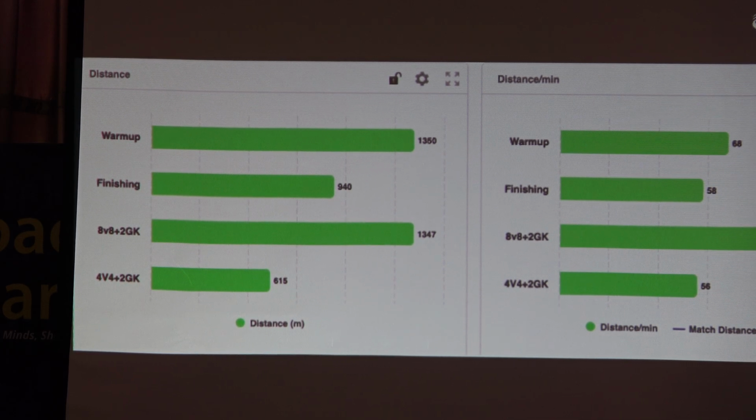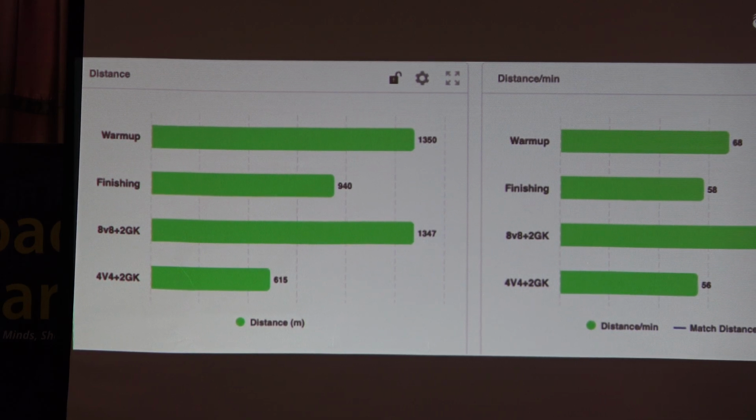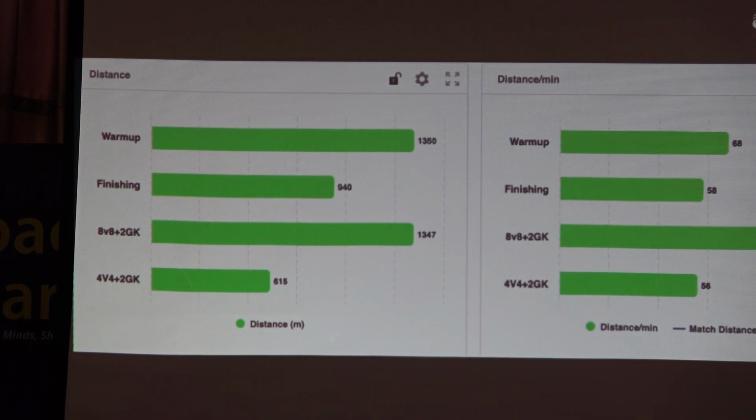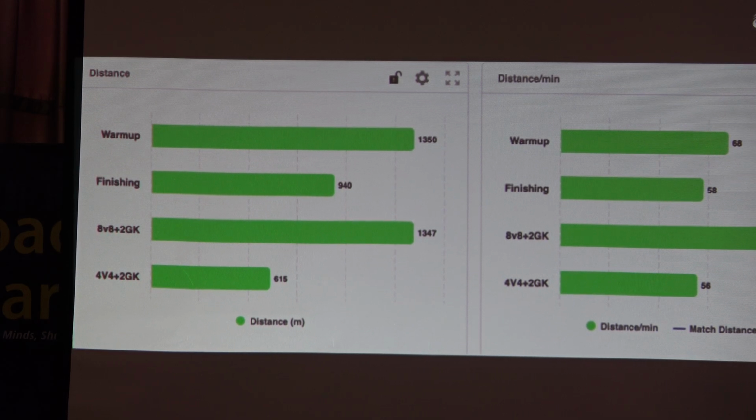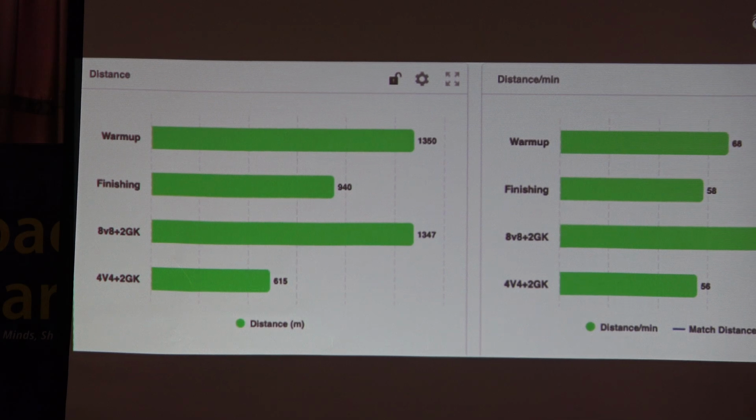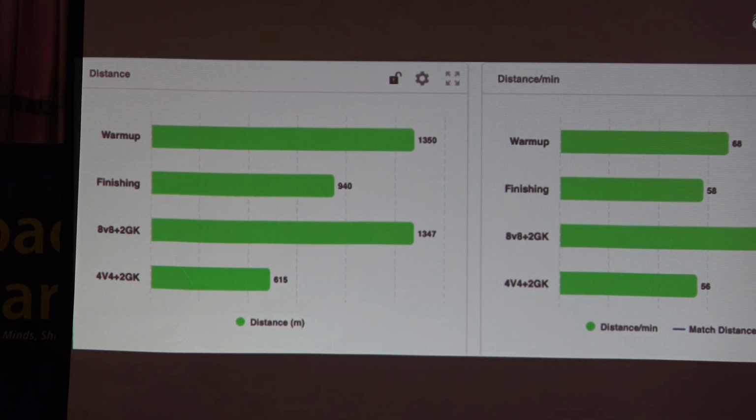Like if match day is 100%, what was the intensity for that finishing? 80-90%. Any other guesses? 60-70? Just to remind you, I'm talking about intensity, not the absolute distance, but distance per minute. Okay?